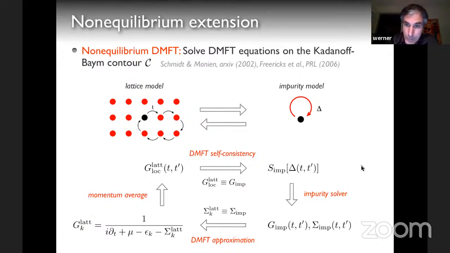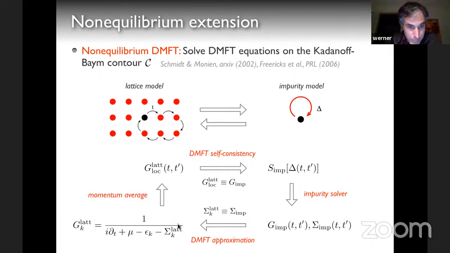As you can see, these hybridization functions, Green's functions and self energies are now functions of two separate time arguments, t and t prime, instead of a time difference as in equilibrium. And that's because a generic non-equilibrium state is not time translation invariant. So we have to store these quantities as matrices rather than vectors. And this already implies a much bigger memory demand, for example, to store these objects.